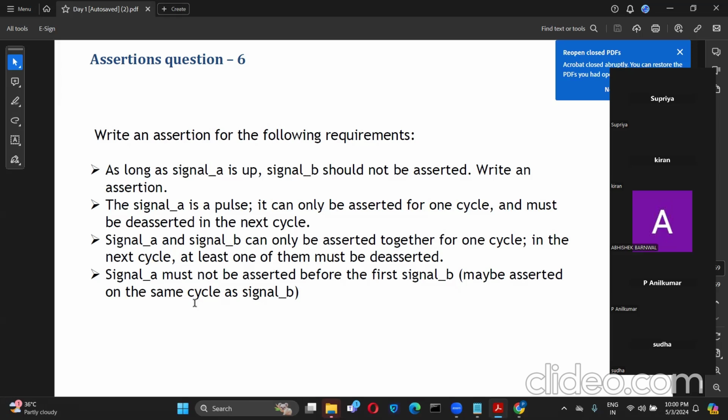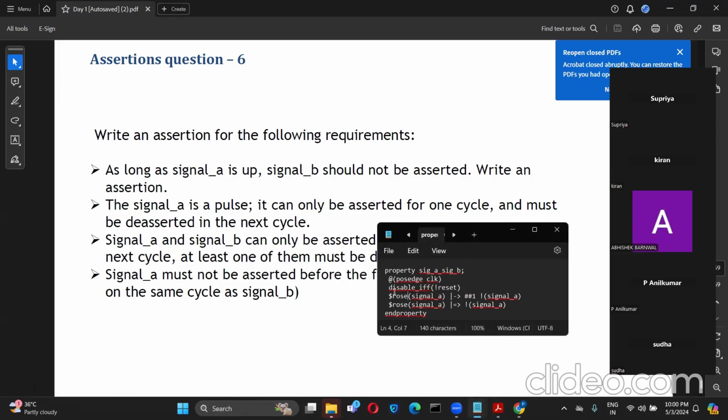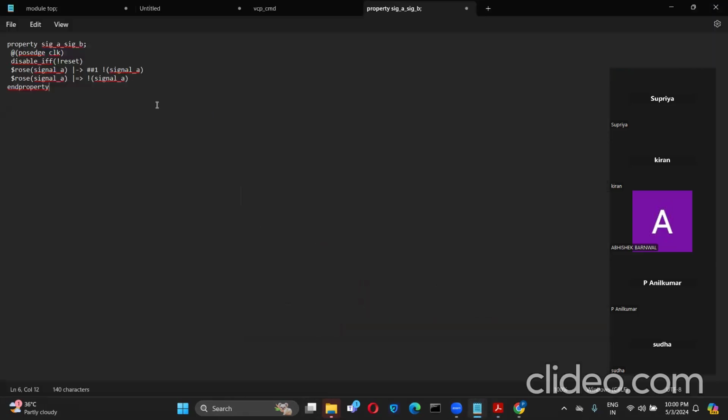Let me give one more question. Suppose my requirement is like the request is one of the signals, this has to be one, means has to be asserted basically. Eventually, I can say, between some clock cycles. There is no specific clock cycle, any number of clock cycles.